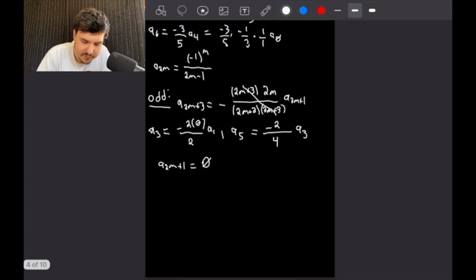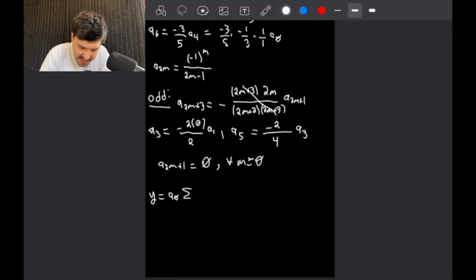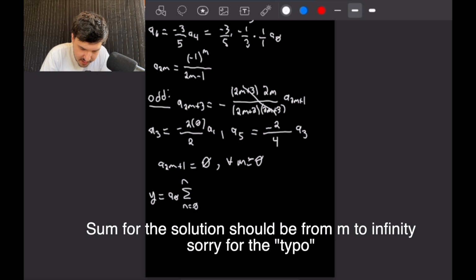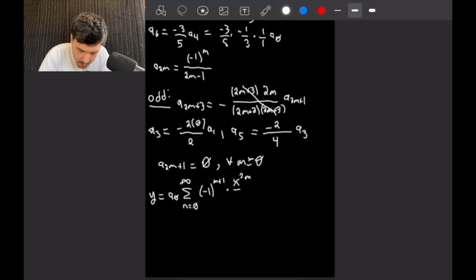So since our a sub 2m plus 1 is equal to 0 for all m greater than or equal to 0, combining these two coefficients will give us the following final solution for our differential equation, where we have y is equal to a sub 0 times the sum as n goes from 0 to infinity of the following. We will have negative 1 to the m plus 1 times the fraction x to the 2m over 2m minus 1, and that will represent all of the even coefficients.